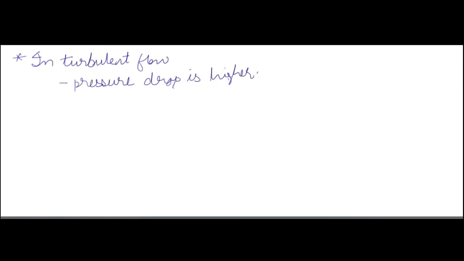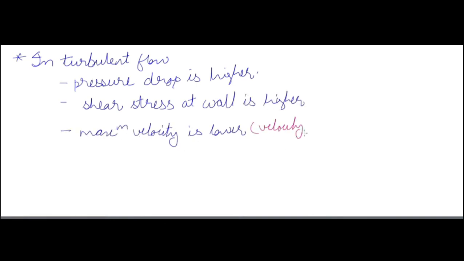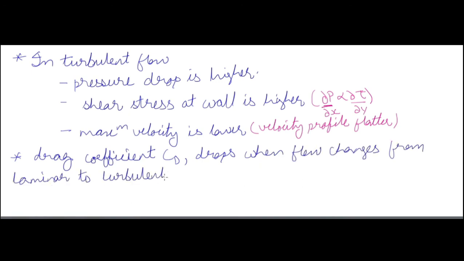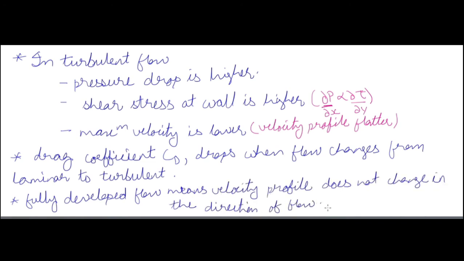Once again, this is not concerned with dimensional analysis but with fluid mechanics. In turbulent flow, pressure drop is higher, shear stress at the wall is higher, and maximum velocity is lower. Drag coefficient drops when flow changes from laminar to turbulent. We have studied drag coefficient earlier, so this is just additional information; add this into that. Fully developed flow means the velocity profile does not change in the direction of flow. This has all been mentioned earlier also.